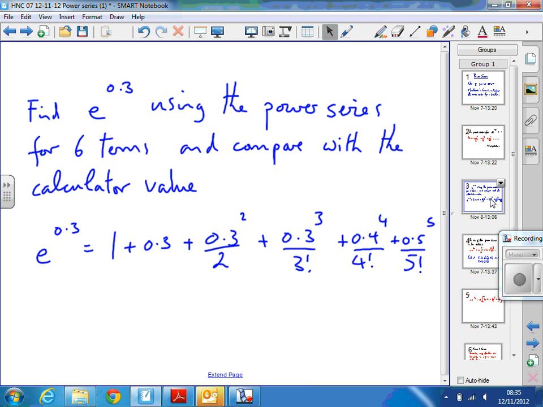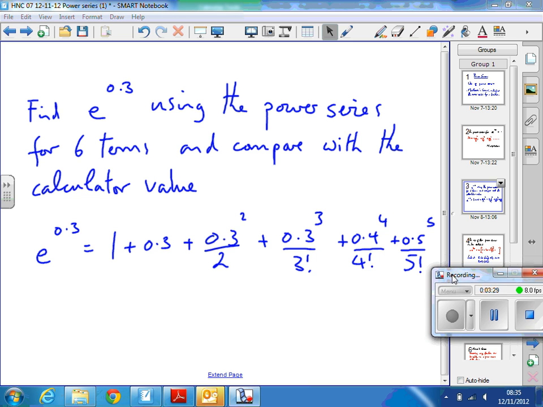Okay, so it's just calculator practice, getting used to using those buttons. Put the series in using the fraction button and the factorial button. Write down your answer and then see if that agrees with the calculator value of e to the 0.3.